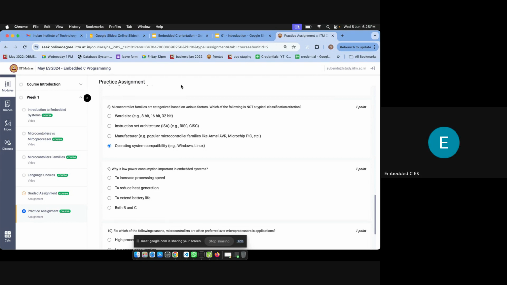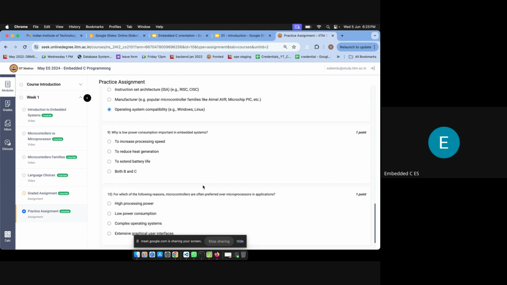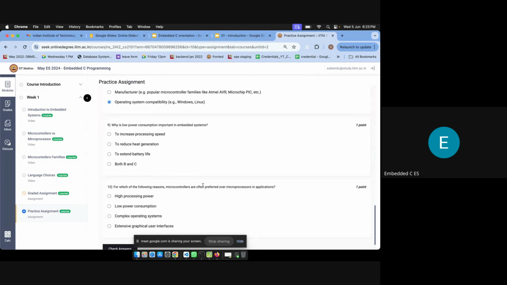Yeah, correct. Then question number 9: why is low power consumption important in embedded systems? So why is low power consumption important in an embedded system? To increase the processing speed, to reduce the heat generation, to extend battery life, or both B and C. So with low power consumption you reduce the heat generation and also extend the battery life. So the correct option will be both B and C, right?